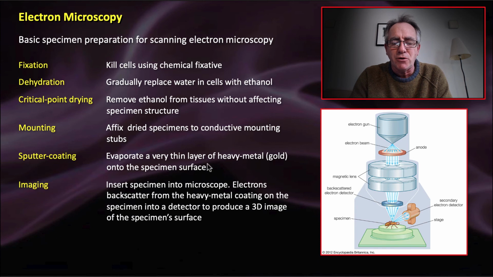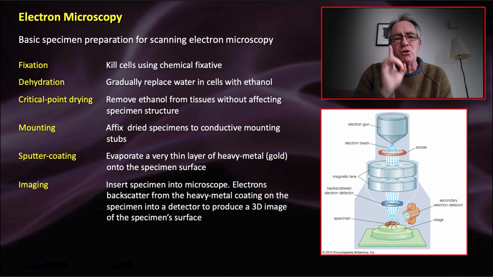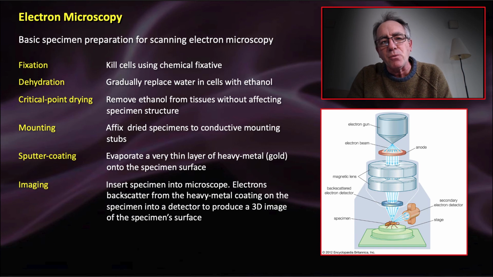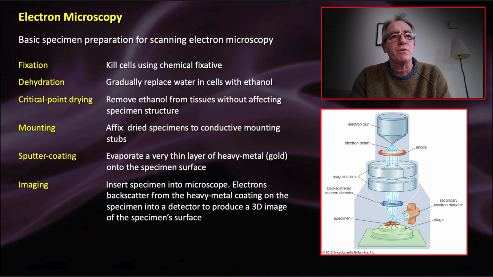There's something that we've missed out though. Do you remember that I told you you need a layer of heavy metal atoms on the surface of the structure so that the electrons will bounce off into the detector? So you coat the entire specimen with a heavy metal. And the heavy metal that we use in scanning electron microscopy is usually gold. It can be platinum, something like that. It's usually one of the precious heavy metals.